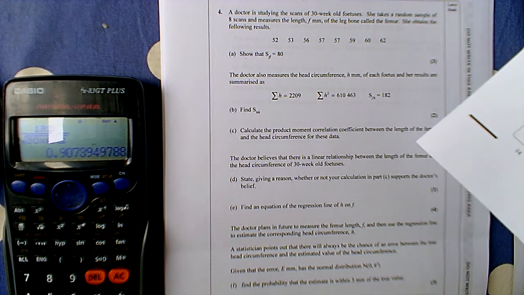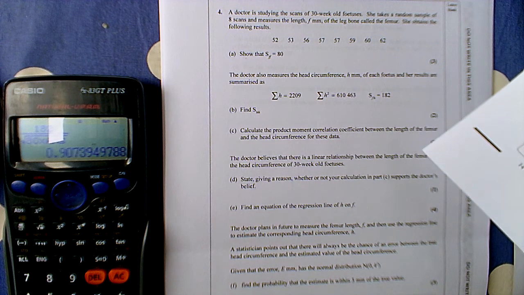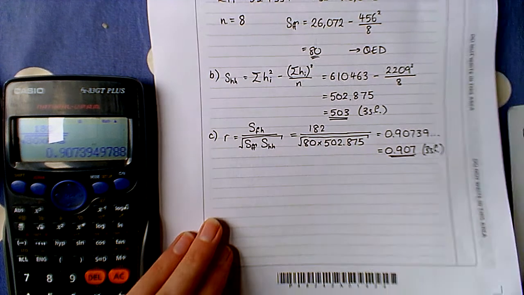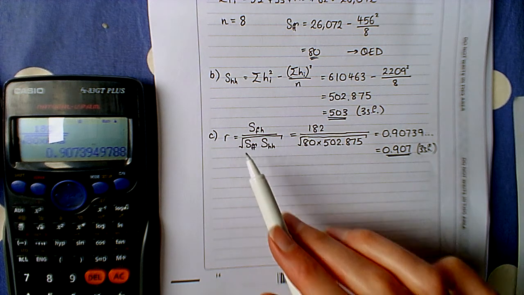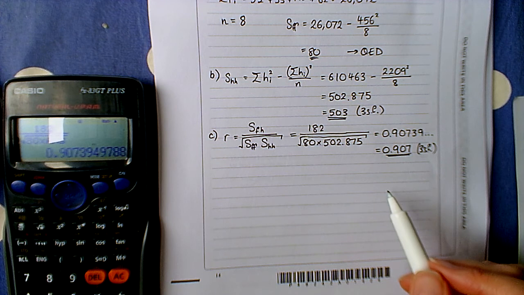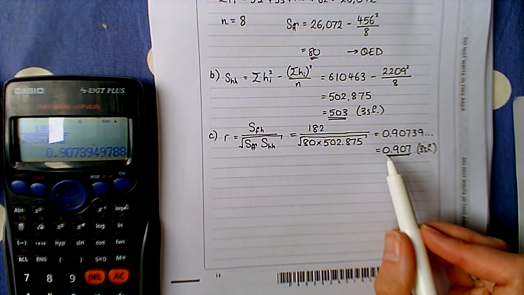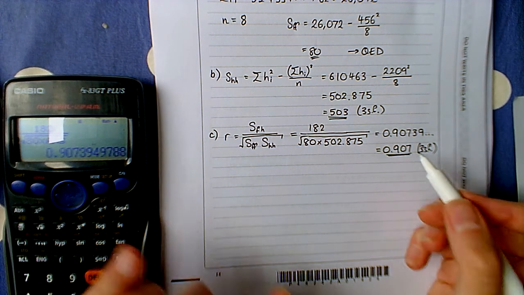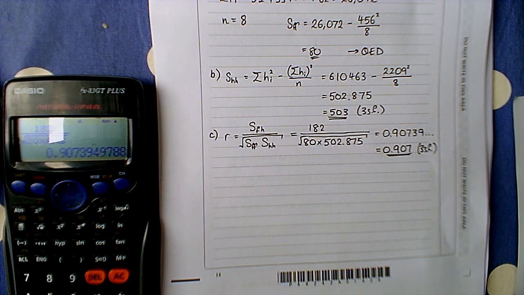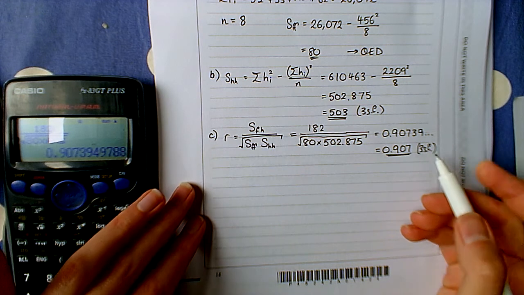Now, the doctor believes that there is a linear relationship between the length of the femur and the head circumference of a 30-week-old fetus. State, giving a reason, whether or not your calculation in part C supports the doctor's belief. So, the product moment correlation coefficient tells us whether there is a linear relationship or not, and the strength of it. Now, if this had been, say, 0.1, that wouldn't really be showing much at all, but because it's so close to 1, or it could have also been close to -1 if it had happened to be a negative linear relationship, that really is suggesting that there is a relationship there.